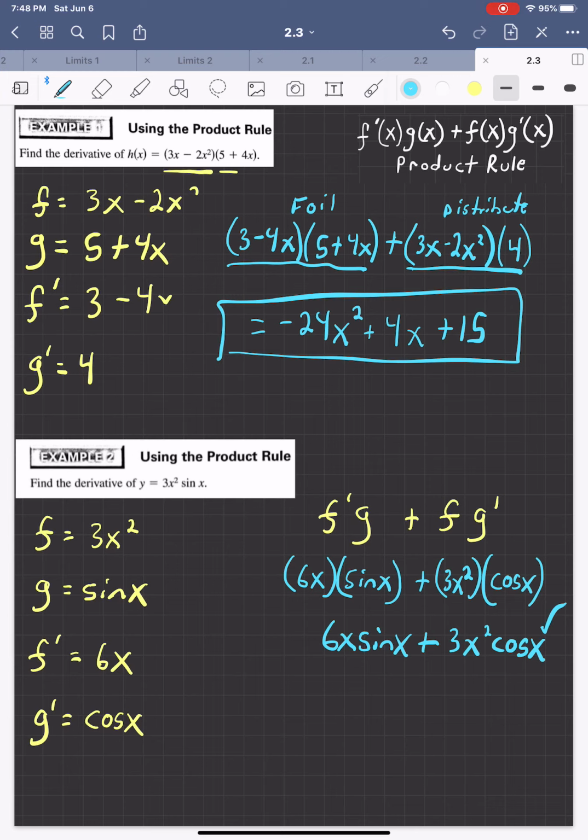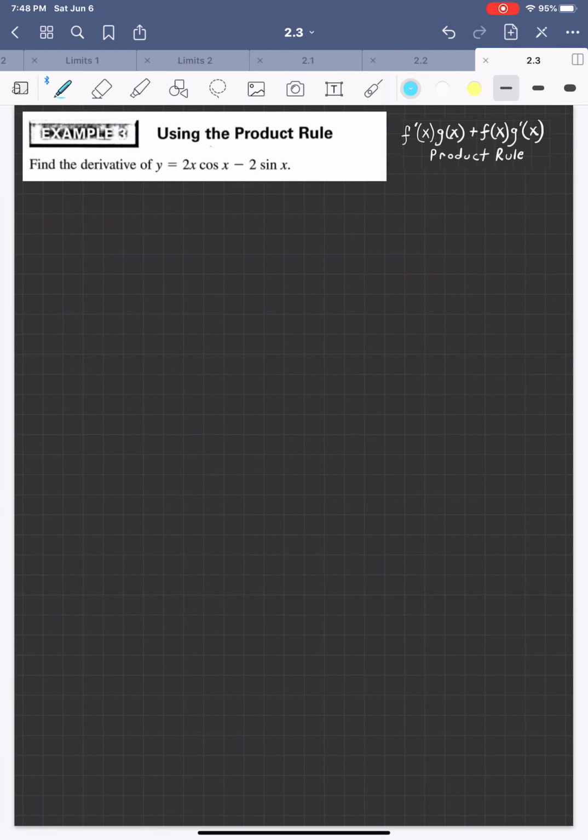If you were to look this up in the back of the book, what you would see them do is factor out a 3x, to which you'd be left with 2 sine of x plus x cosine of x. Nope, did I do that right? Yes, I did. Okay. All right, let's continue.